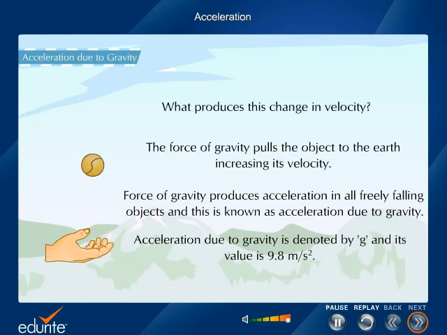Force of gravity produces acceleration in all freely falling objects, and this is known as acceleration due to gravity. Acceleration due to gravity is denoted by g, and its value is 9.8 meters per second squared.